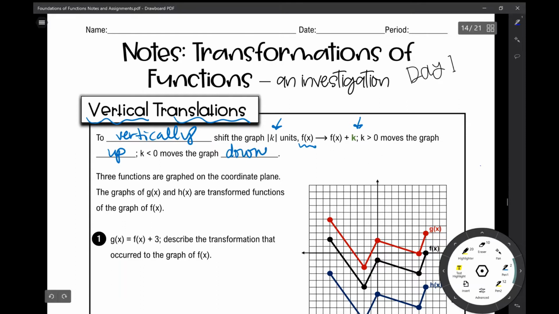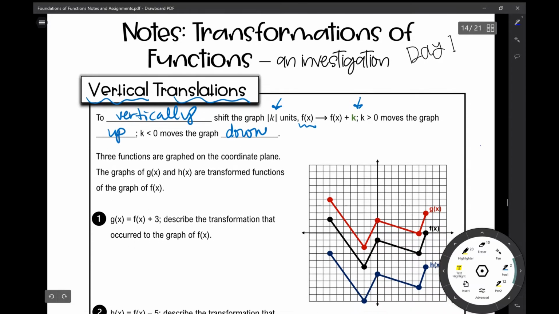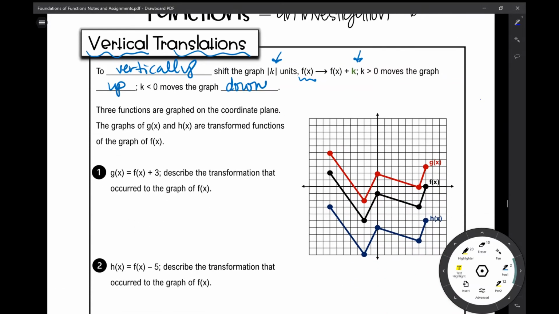So let's see what we're talking about. Three functions are graphed on this coordinate plane. The graphs of g of x, which is right here, and h of x are transformed functions of the graph of f of x. So maybe you can make some observations. But g of x right here, here's our function rule. g of x equals f of x plus 3.